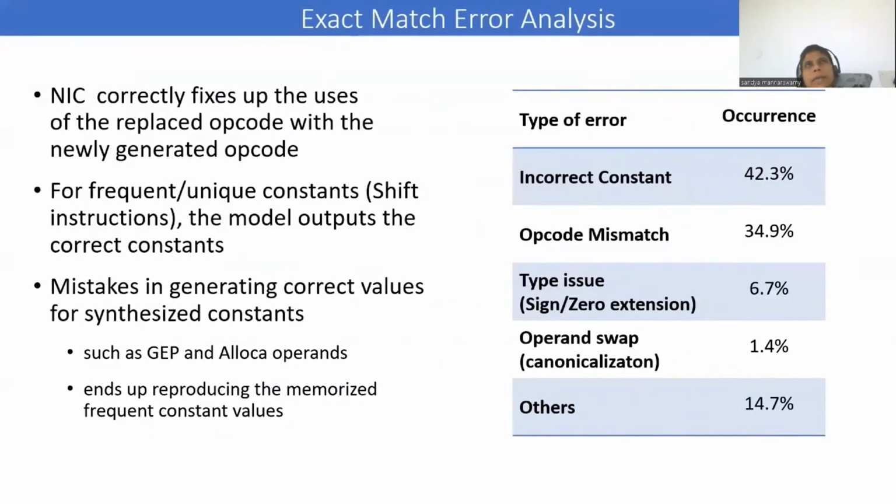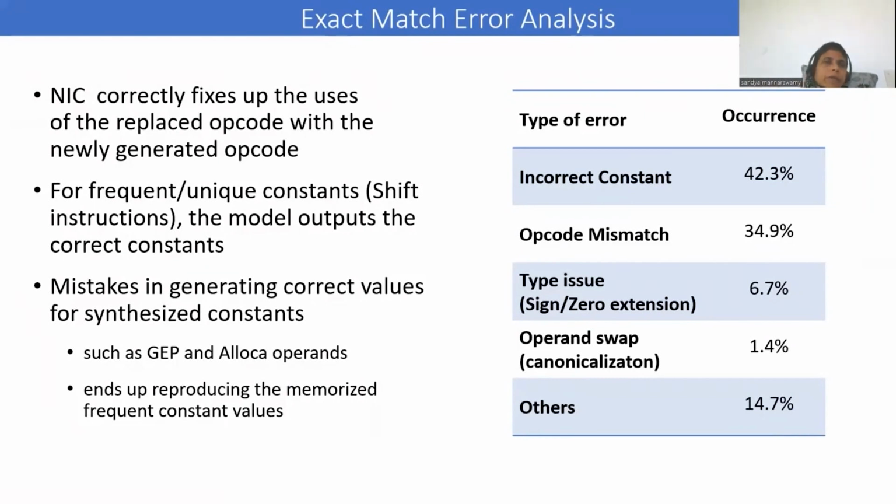In order to understand what kind of mistakes the neural instruction combiner makes, we looked at the error analysis by analyzing the outputs from the NIC converter. We find that actually the NIC correctly fixes up the uses of a particular opcode. Basically, when an instruction gets replaced, the uses of the instruction are also updated correctly. However, it makes mistakes in generating correct values for synthesized constants, in particular for get element pointer and alloca.